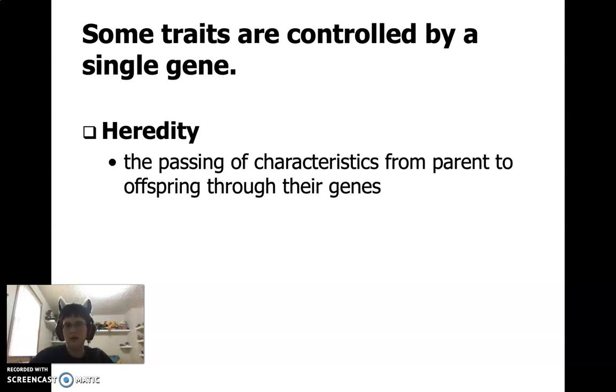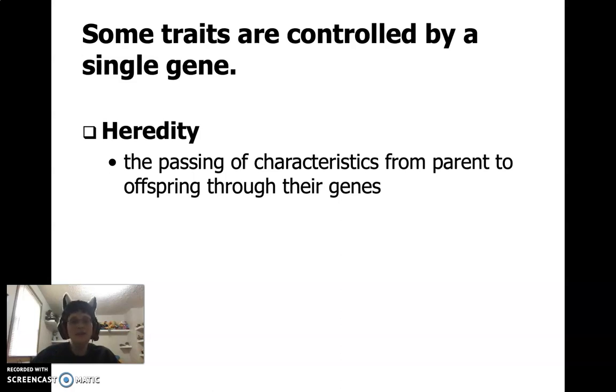We've already talked about this some, but specifically now, since we've got some more terms under our belt, passing those characteristics from parents to offspring through their genes. So through that DNA, but specifically the genes, those sets of directions that are located on the DNA in those chromosomes. So these characteristics, these traits, some of them are controlled by just a single gene. We'll see some of them are controlled by multiple genes.